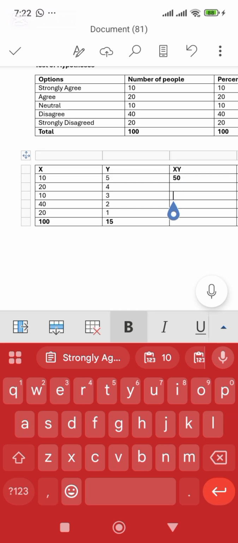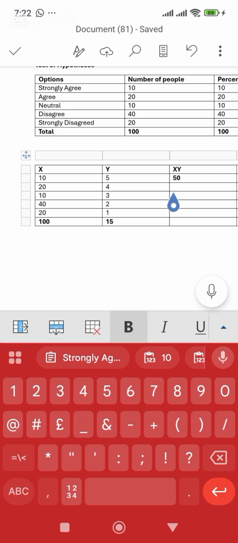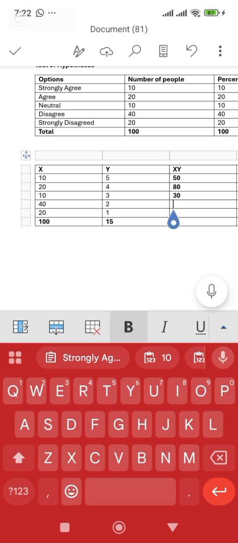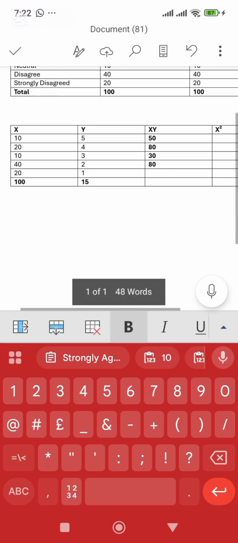Now the x times y: 10 times 5, 20 times 4. 10 times 5 is 50. 20 times 4 is obviously 80. So I'll put it there. 10 times 3, you already know. We'll get to that bridge when we cross it. So yeah, no need for calculator. I'm just going to use my head for this one. That's 80. 10 times 3, I'm taking my time, so you see that is 30, right? 40 times 2 obviously will give me 80 again.